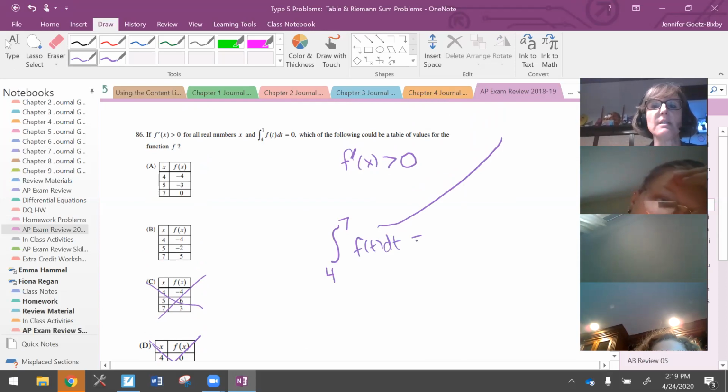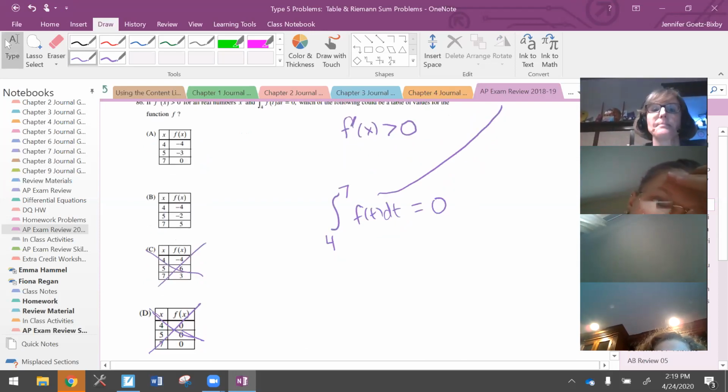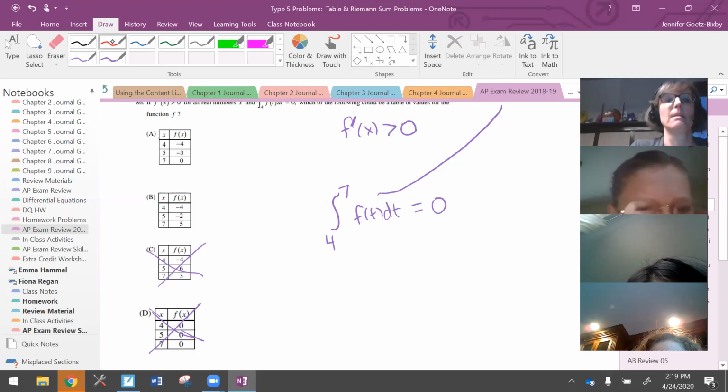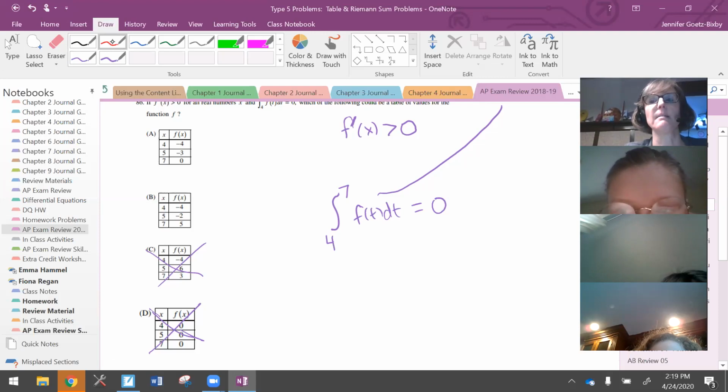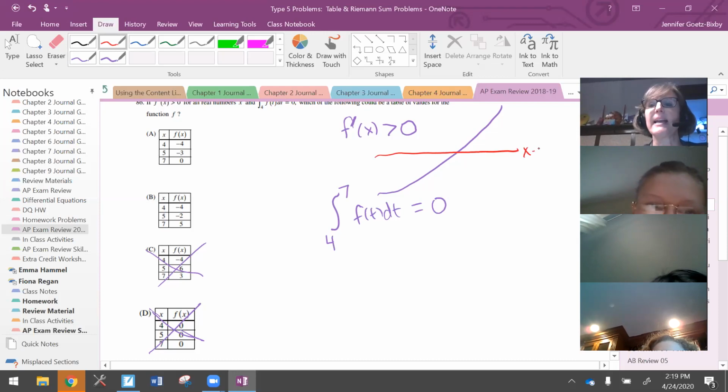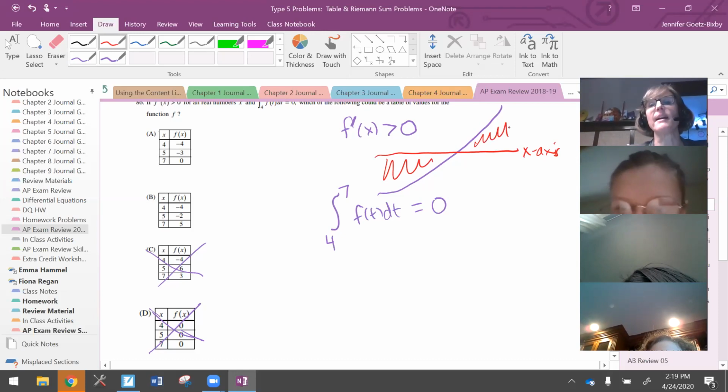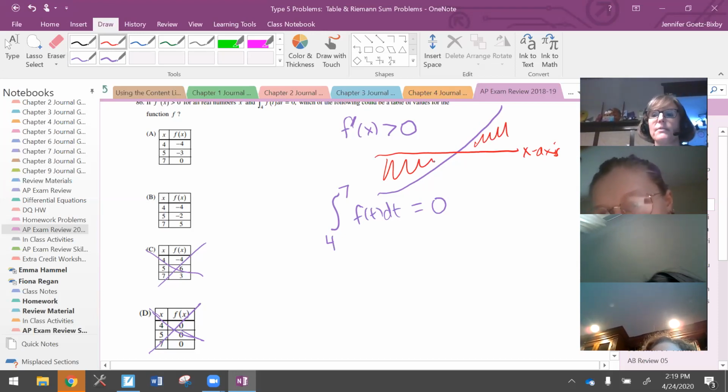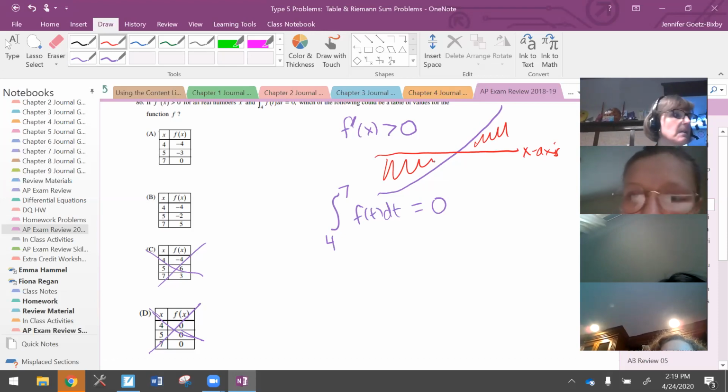All right, so now what I've got to think about is my area from 4 to 7 of f of t dt, just a dummy variable, is equal to 0. So that means that the area under the curve has to be equal to 0. What does that tell you about where the x-axis has to be with relation to the curve? Like it has to cross the x-axis? Yeah, it's got to cross the x-axis. So here's going to be my x-axis. So that I have some area that's below the axis and some area that's above, preferably in equal amounts. Okay?